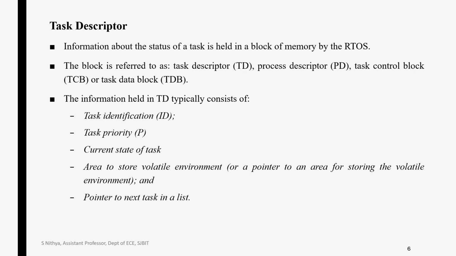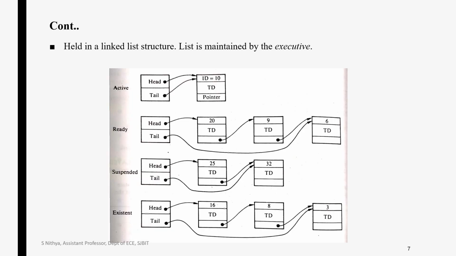Okay, so what is the information which is there in the task descriptor? The information is the task identifier, the identification of the particular task, which is represented by ID, the task priority, which is P, the current state of the task, an area to store the volatile environment or a pointer to the area for storing the volatile environment, and the pointer to the next task in the list. So these are the things which are there in the task descriptor.